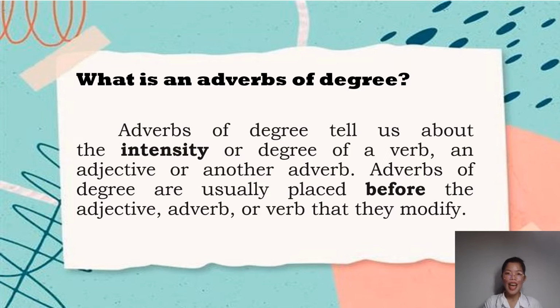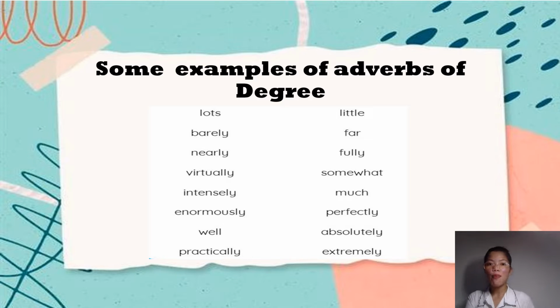What really is an adverb of degree? Adverbs of degree tell us about the intensity or degree of a verb, an adjective, or another adverb. They are usually placed before the adjective, adverb, or verb that they modify. Here are examples of adverbs of degree such as lots, barely, nearly, virtually, intensely, enormously, well, practically, little, far, fully, somewhat, much, perfectly, absolutely, and extremely.